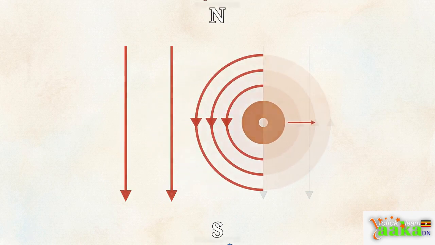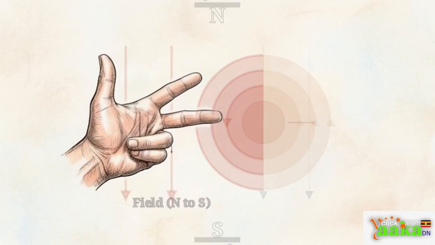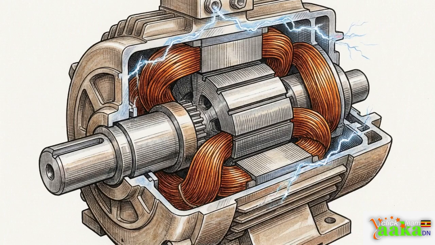We map this three-dimensional interaction using Fleming's left-hand rule. Your first finger points from north to south, your second finger points with the current, and your thumb reveals the resulting motion. Converting electrical energy into physical motion is the exact mechanism powering every electric motor in existence.